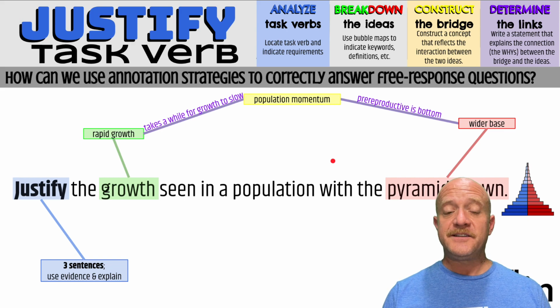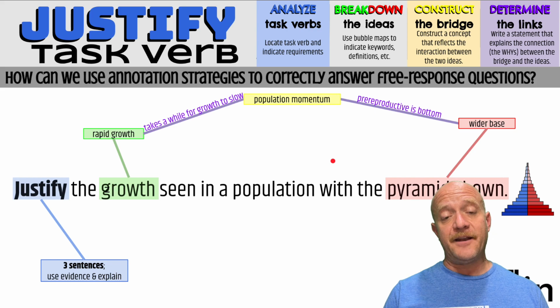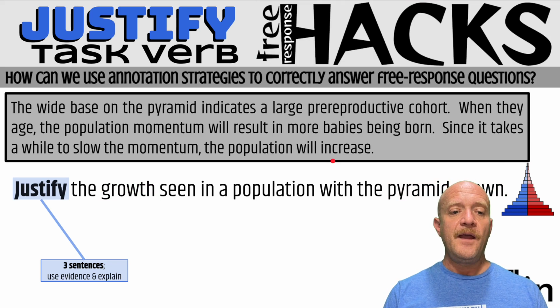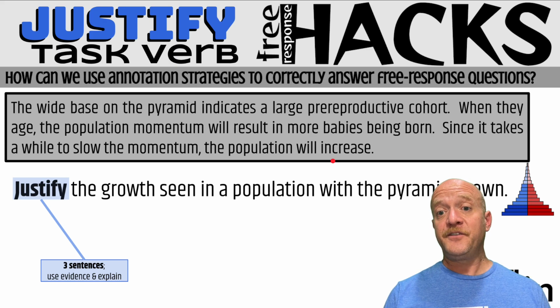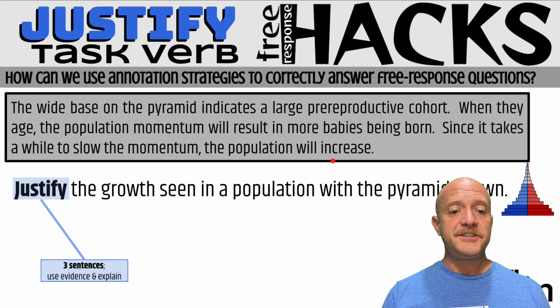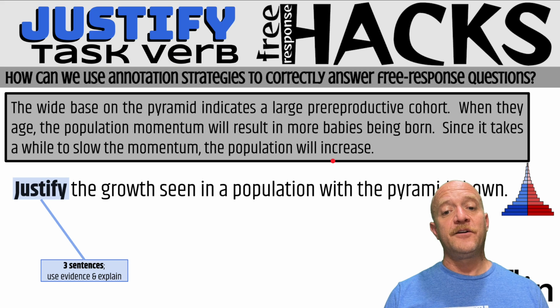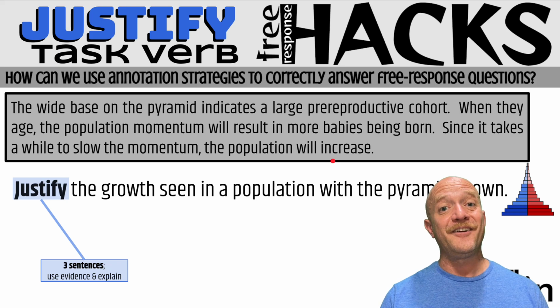So let's construct our response based on these annotations. The wide base on the pyramid indicates a large pre-reproductive cohort. When they age, the population momentum will result in more babies being born. Since it takes a while to slow the momentum, the population will increase.